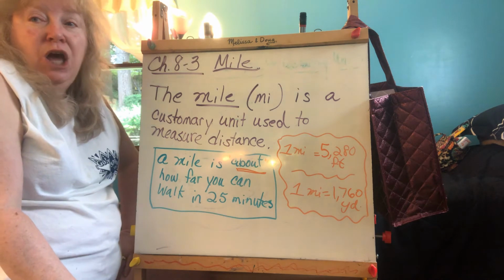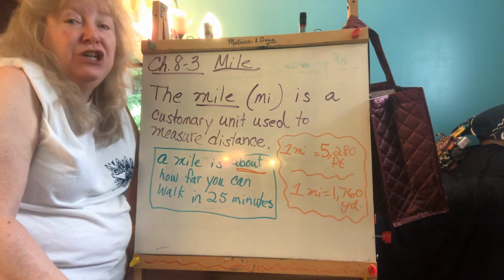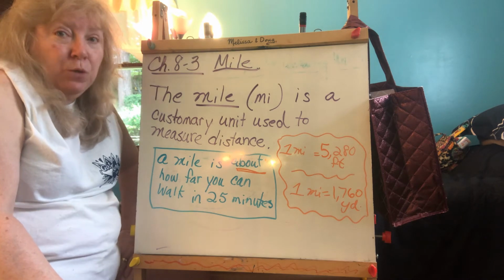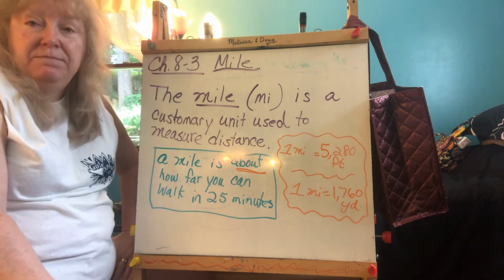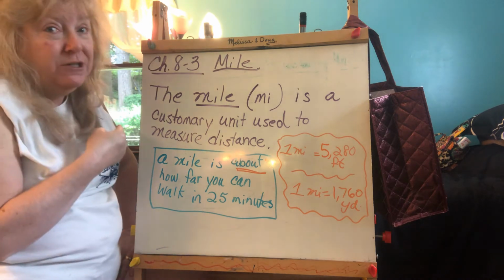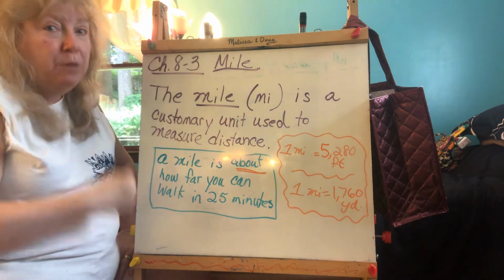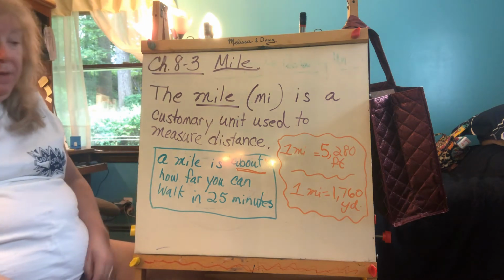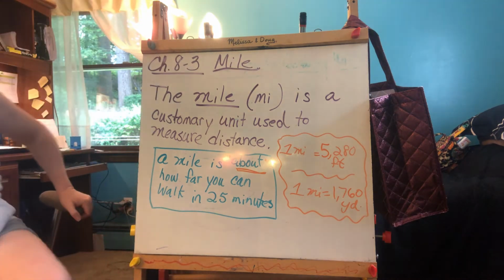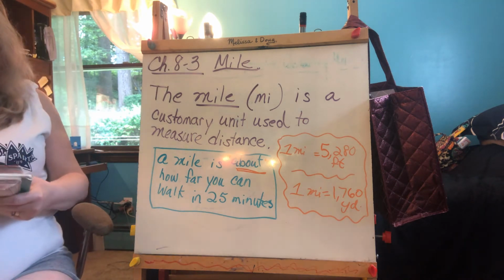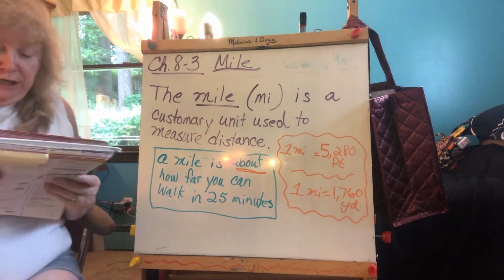5,280 feet, 1,760 yards, all equal 1 mile. And remember, we use miles when we're going to measure large distances. So if you didn't pause the video before to copy this, pause the video now to copy it. Let's do a couple of practice problems. Let's look on page 264 in your textbook.